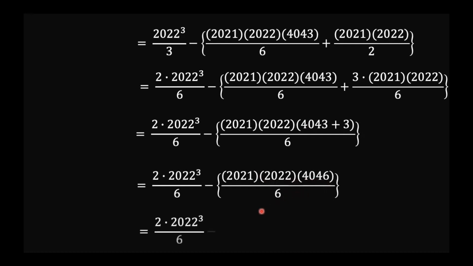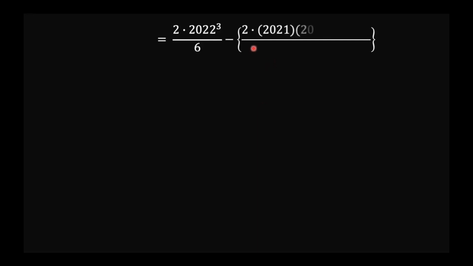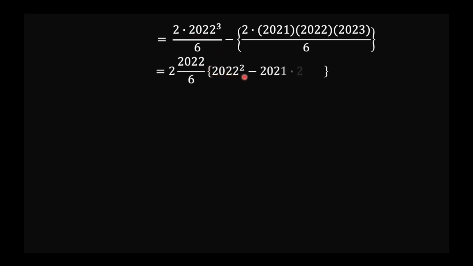Then the next thing we can do is this divided by 2 is 2023, so pull 2 out here. We have 2 times 2021 times 2022 times 2023. Then we can factor out 2 times 2022. When we factor that out, we have remaining in the bigger bracket 2022 squared minus 2021 times 2023.